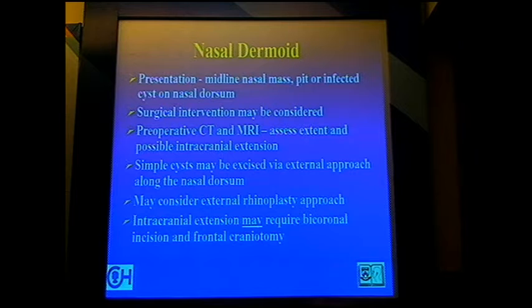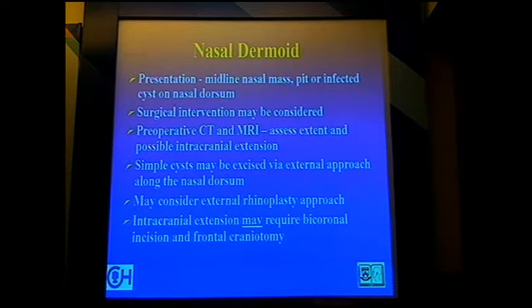I get a preoperative CT scan and MRI to really look at the extent of the lesion and also the skull base itself. If it's a very simple cyst right on the dorsum, it can be excised very easily without doing a significant exposure. If it's really extensive, I've had one where the pit was just at the tip of the nose and it went all the way up. Instead of making an incision all the way up the dorsum, I just take out the pit at the tip, do an external rhinoplasty approach, and then get out the tract.